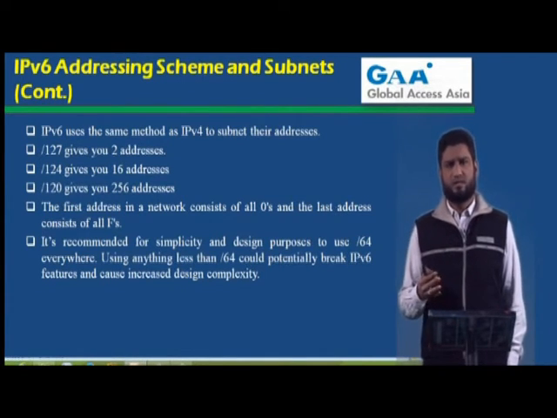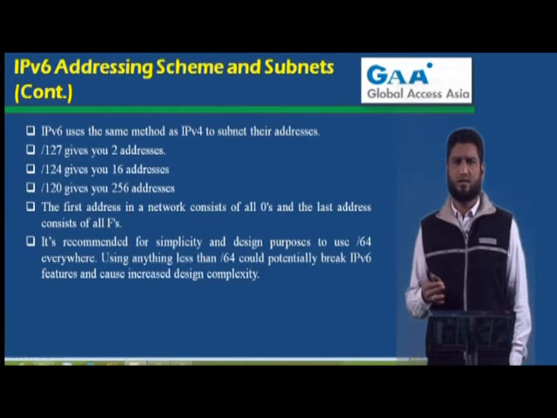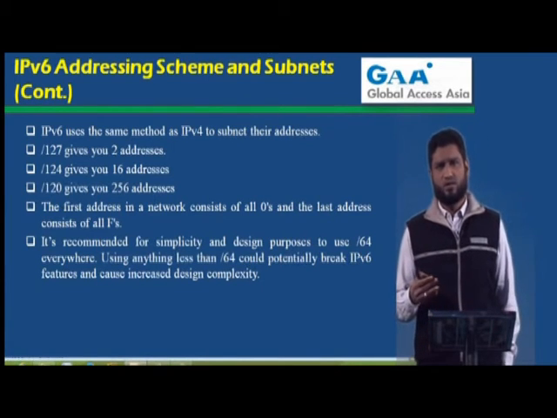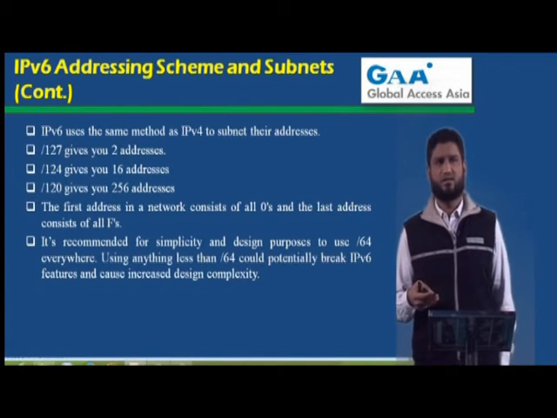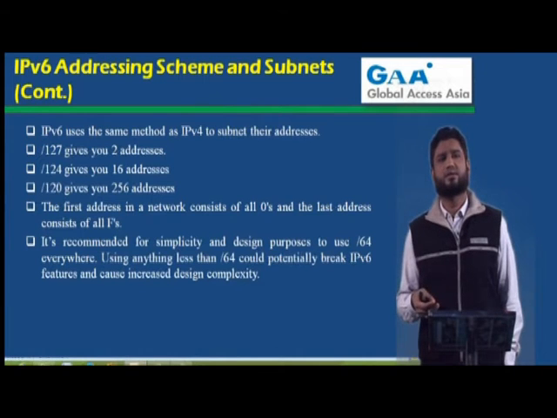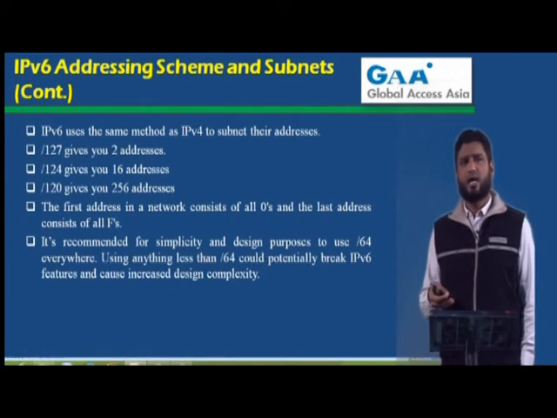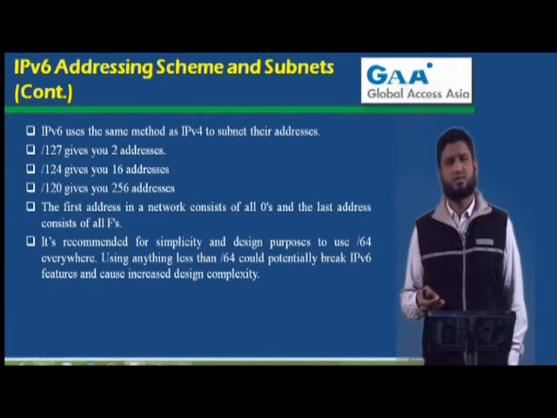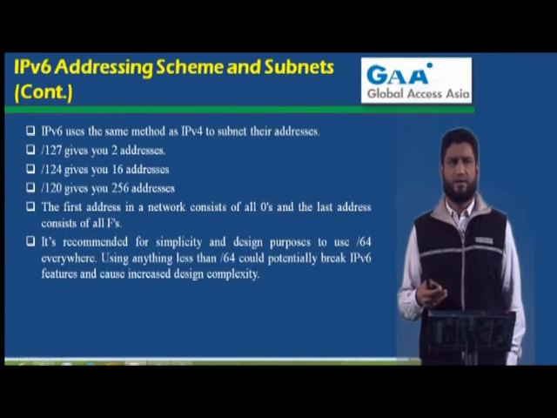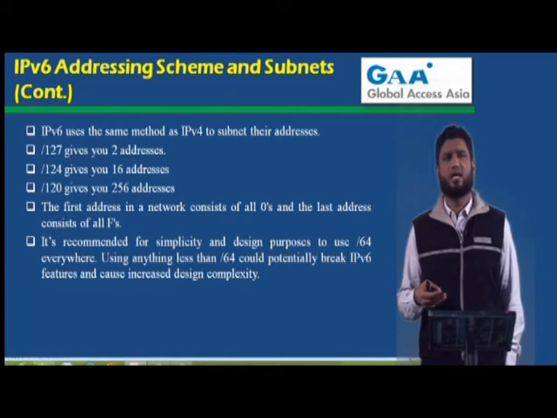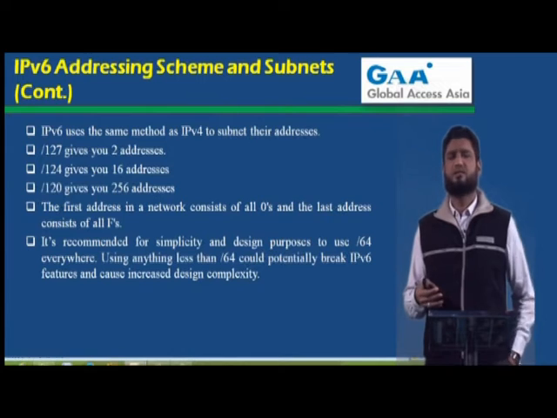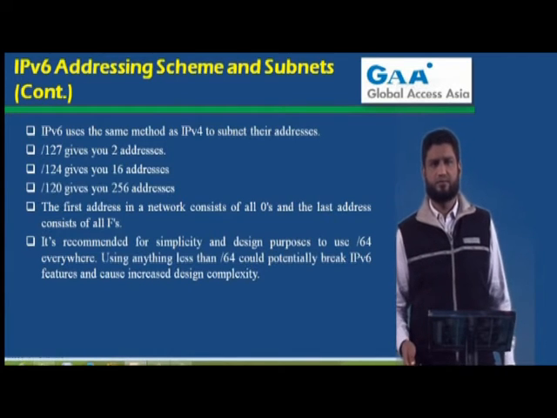It means the network portion is 124 bits and the remaining is 4 bits. So 2 to the power 4 is 16 addresses here, and /123 gives you 256 addresses consequently. It is recommended, for simplicity and design purposes, to use /64 everywhere. Using anything longer than /64 could potentially break IP version 6 features and cause increased design complexity, as we can see from here.